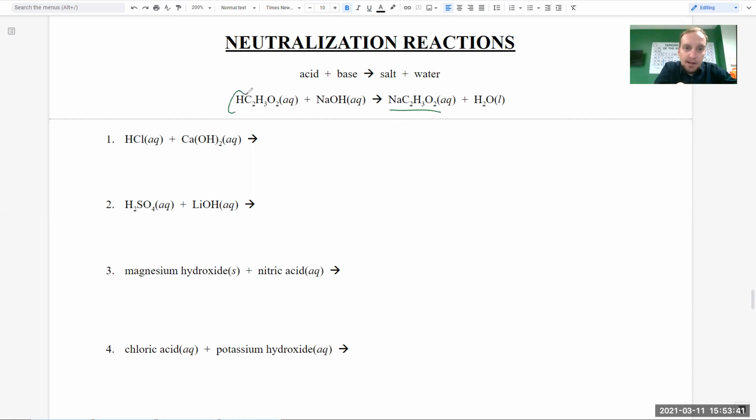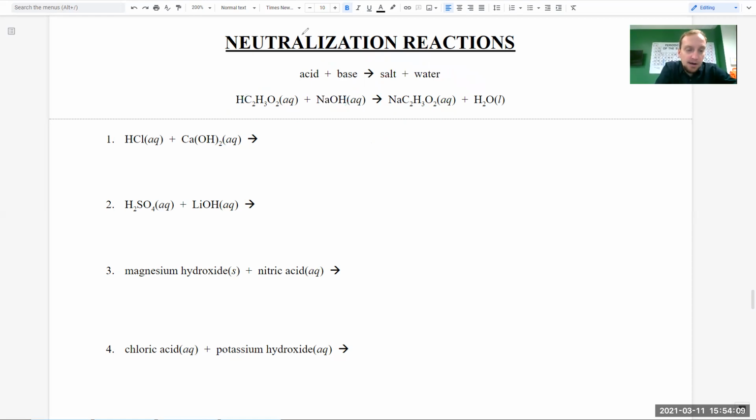So the water came from here and from here. Those two are going to go together to make HOH, or you guessed it, water. And then these two are going to go together to make our sodium acetate. So again, we just need to find the H from the acid, the OH from the base, put those together to make water, and then whatever's left over, we put together to be a correct ionic compound, which again, we just generally call a salt.